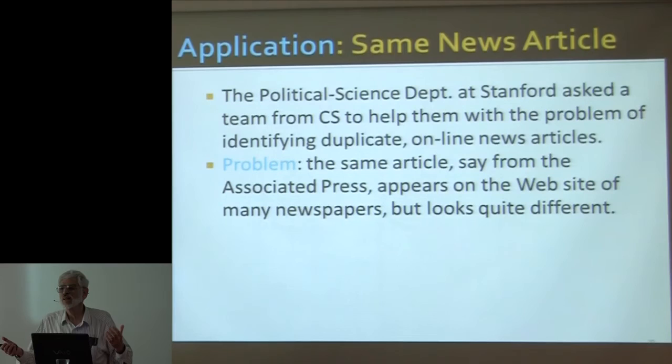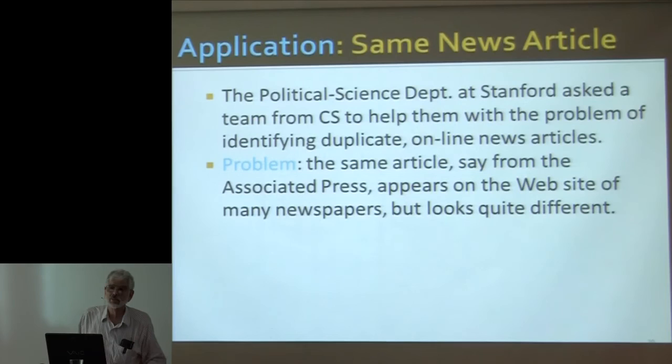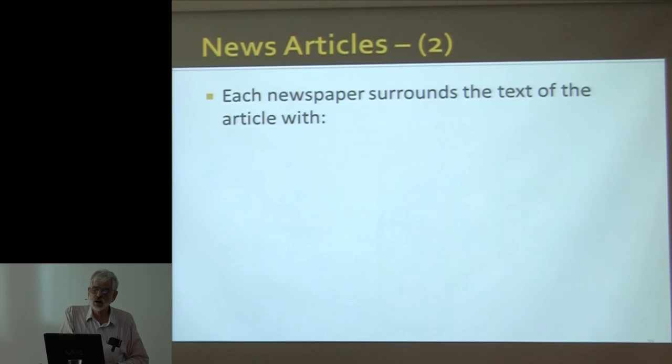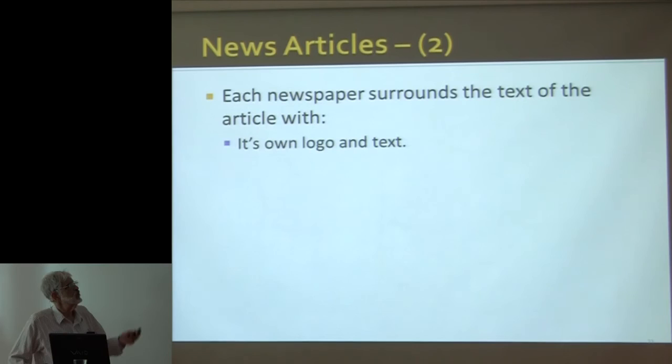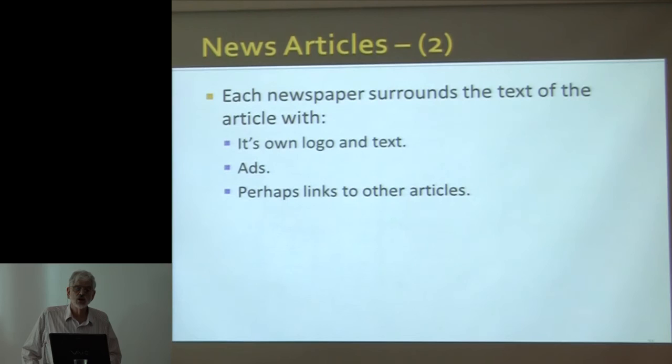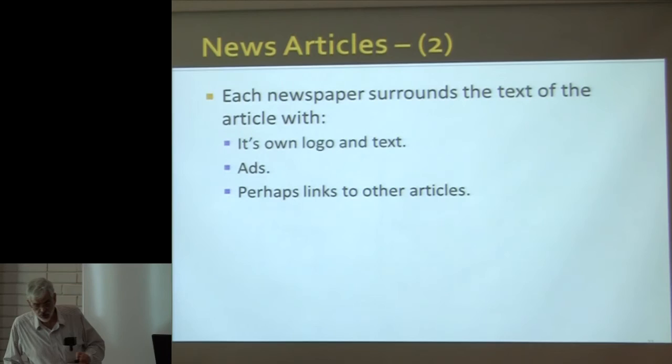Typically, the Associated Press puts out a story. This gets picked up by 1,000 different news sources. They each do something to the story that makes it look slightly different, but not all that different. For example, a newspaper is going to add to the article something that's unique, identifying the news source itself. They may put ads on the page. They may link to other articles that they're publishing, and each news source will link to different articles.